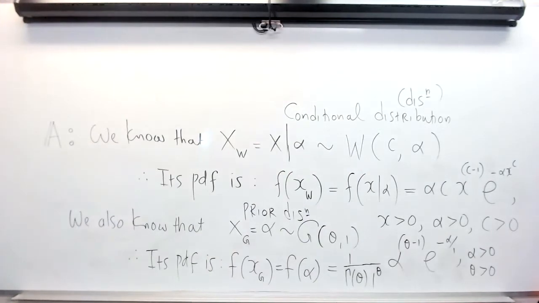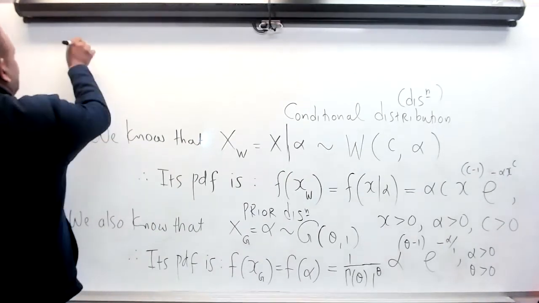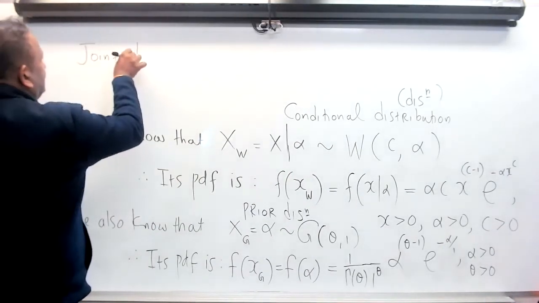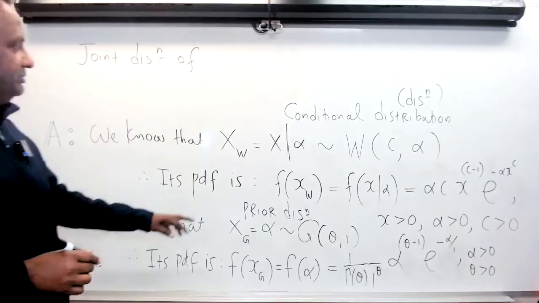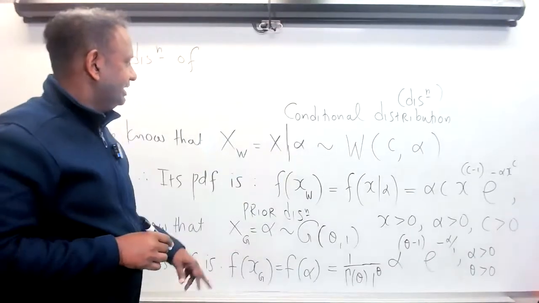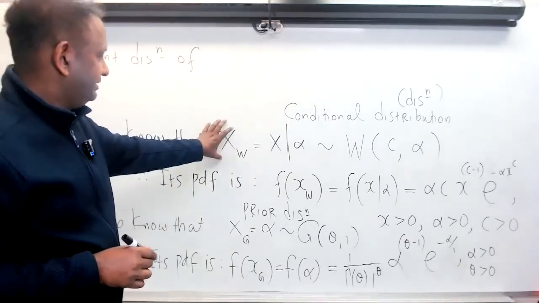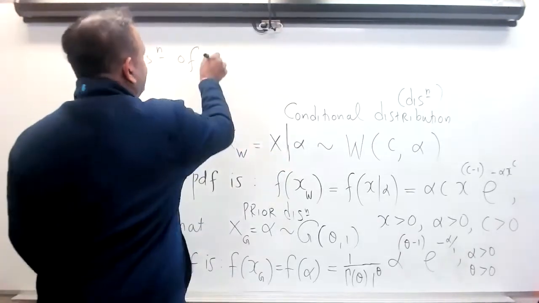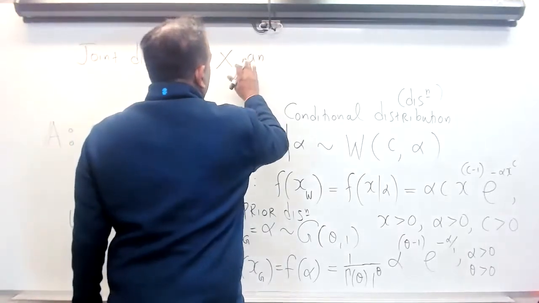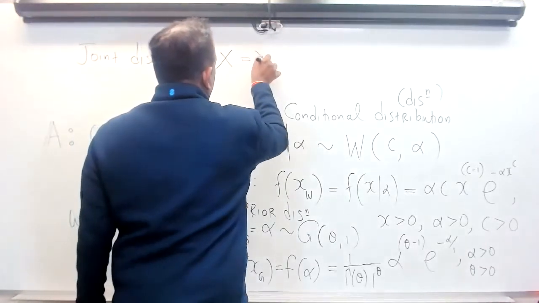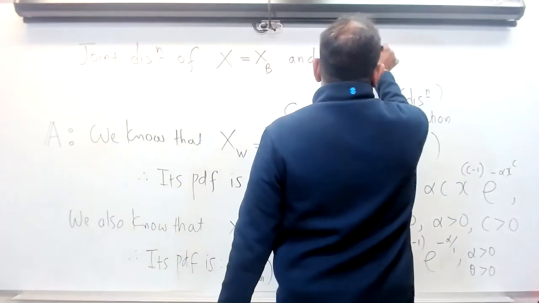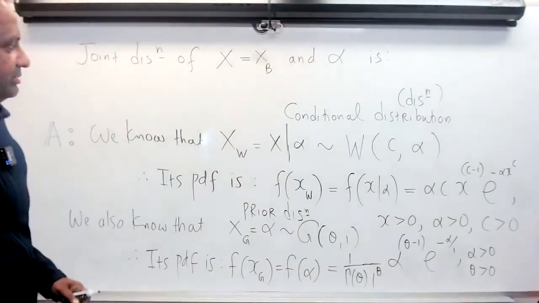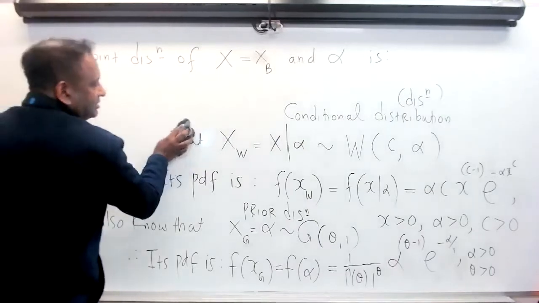To get the marginal, before you come to the marginal, you have to go to the joint. Then let's build up the joint distribution of who and who, between this guy and that guy, and then you can separate. X means XB, X Burr, and alpha. How do you get that one?